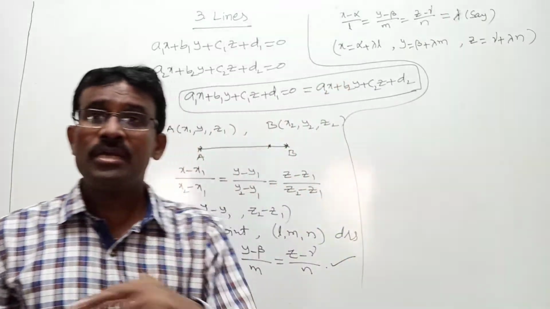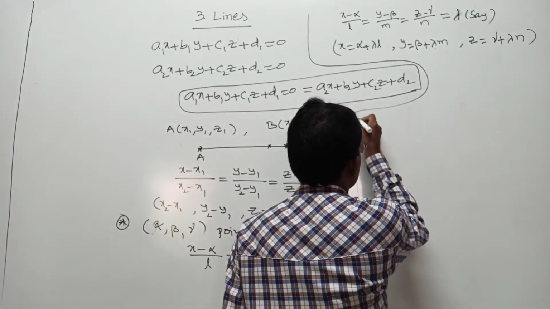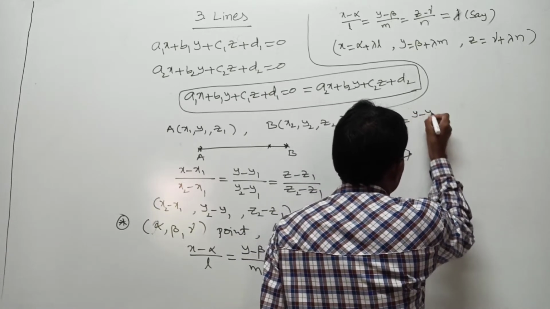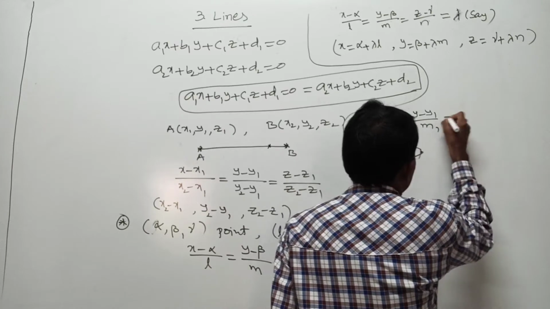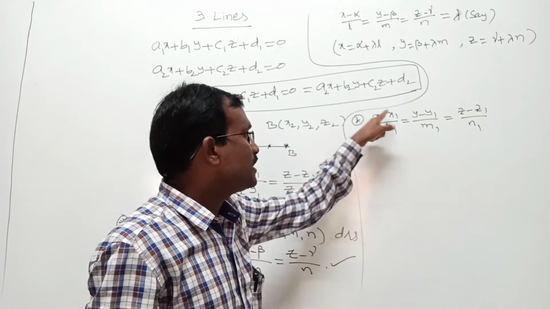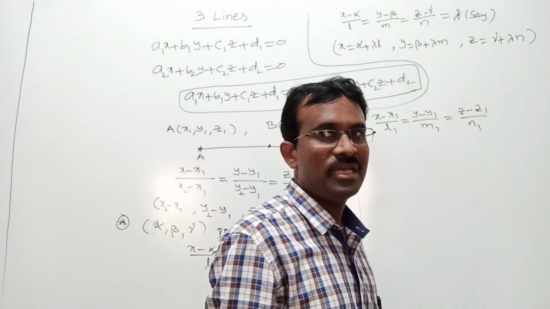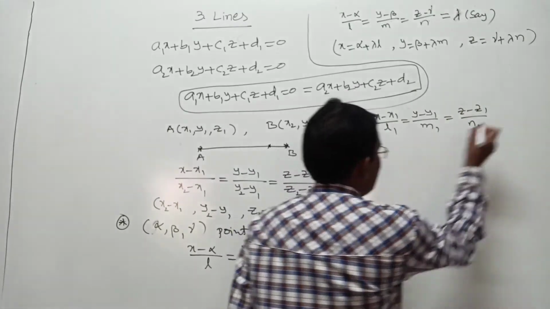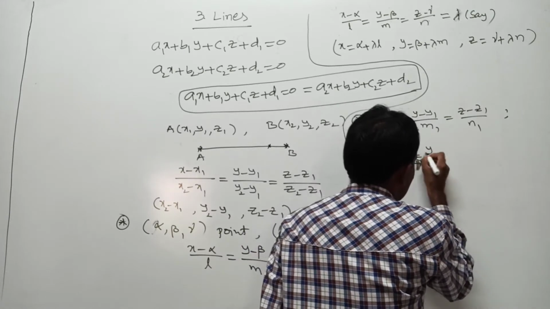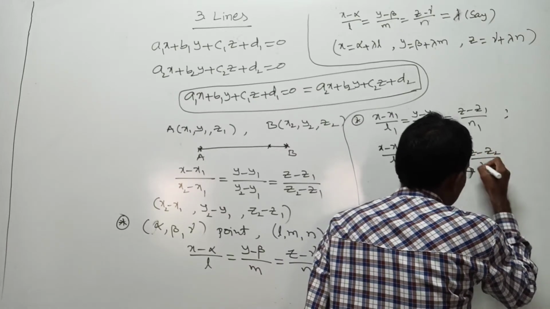Next, see the angle between two lines. I want to take two different lines like this. The first line is x minus x1 by l1 is equal to y minus y1 by m1 is equal to z minus z1 by n1. This is one line. And the second line is x minus x2 by l2 equal to y minus y2 by m2 is equal to z minus z2 by n2.